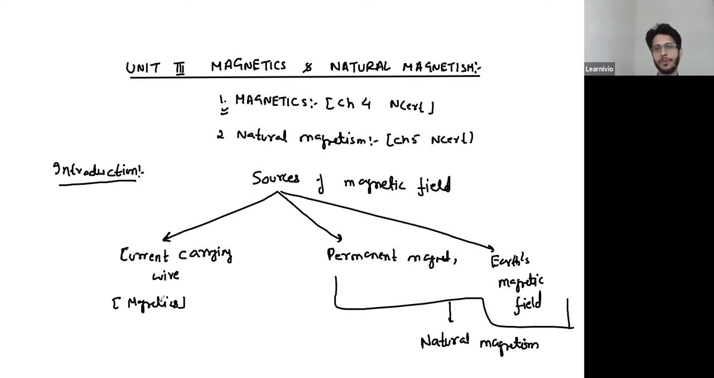In chapter number 4, we will study all aspects related to a current carrying wire. And in chapter number 5, we basically study the permanent magnet like bar magnet and Earth's magnet. Okay, the whole discussion starts with the concept of magnetic field.